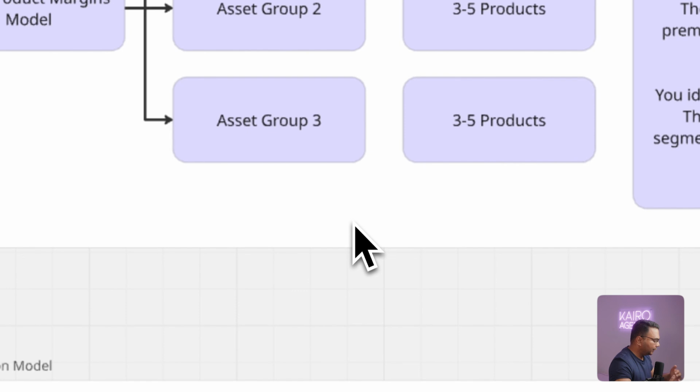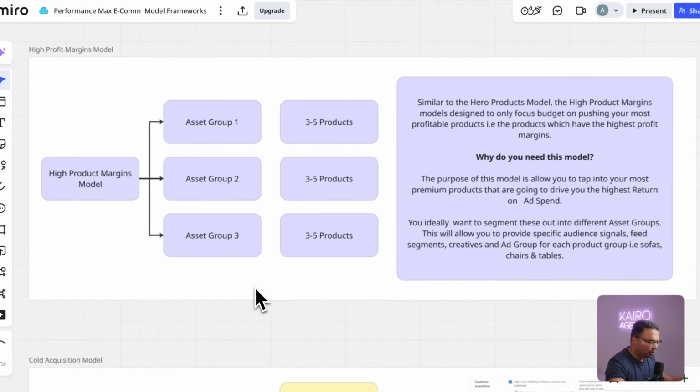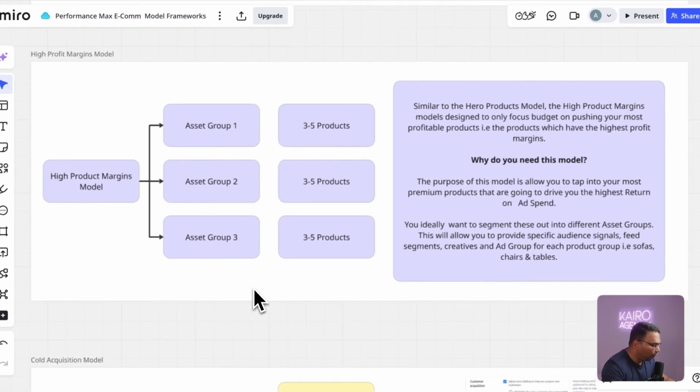For your business, whether it's clothing, jewelry, skincare, all you need to do is just do the maths. The whole point of this is that the PMax campaign for your high profit margin products just contains your high profit margin products. That's honestly it. But then segmenting out into different asset groups will just allow you to optimize the ad copy, the creatives, and the landing pages where necessary. Now, just getting into the breakdown of this specific model.